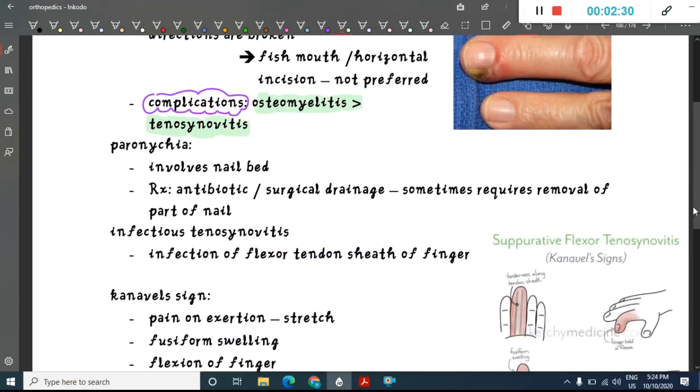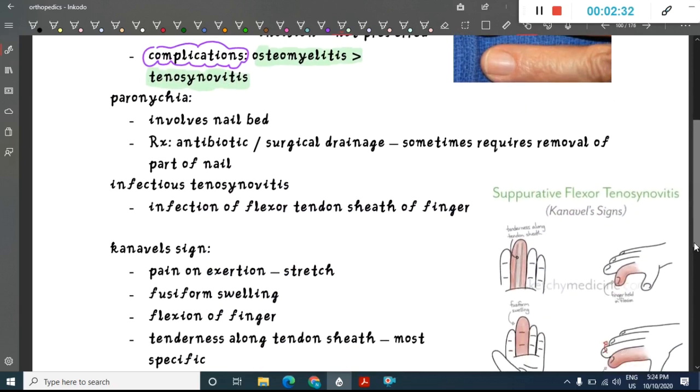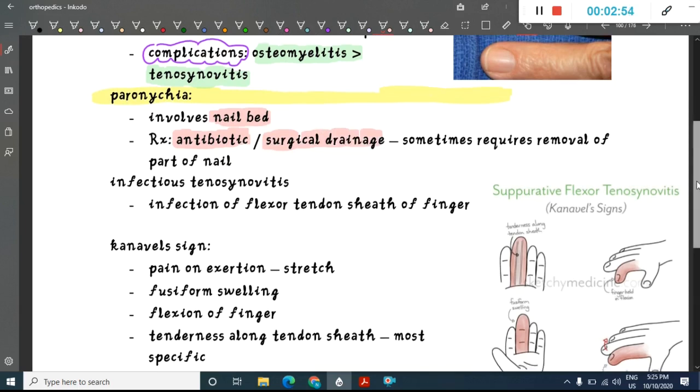Next infection is paronychia. This paronychia mainly involves the nail bed. Here in paronychia, the infection involves the nail bed. And what is the treatment? The treatment is antibiotics and surgical drainage.